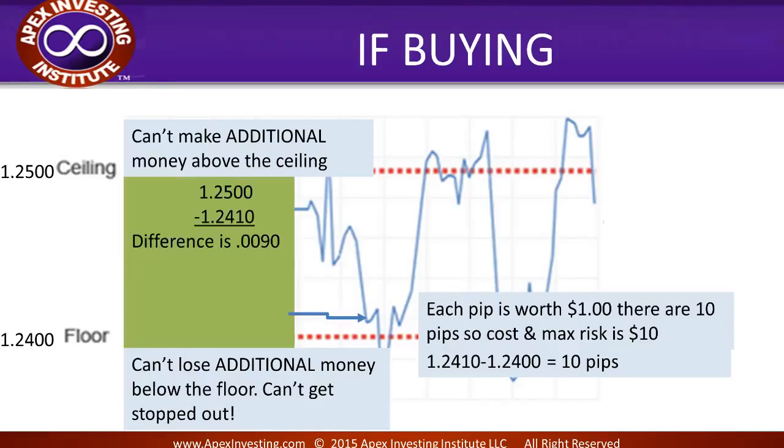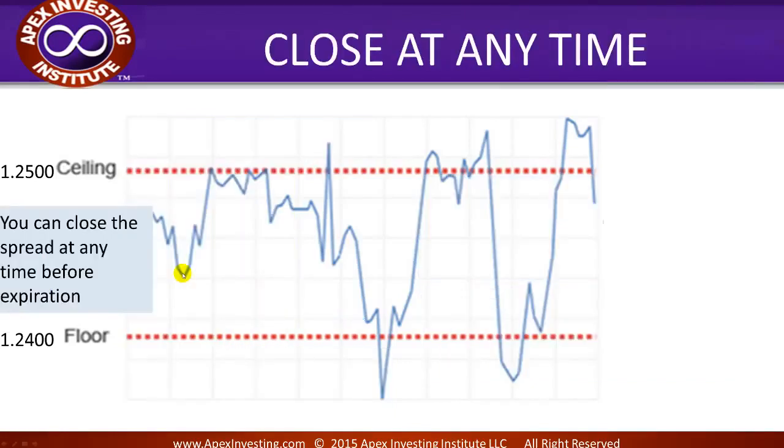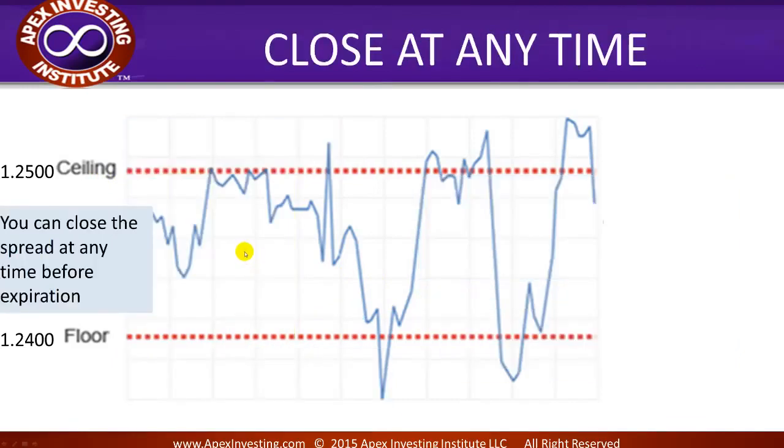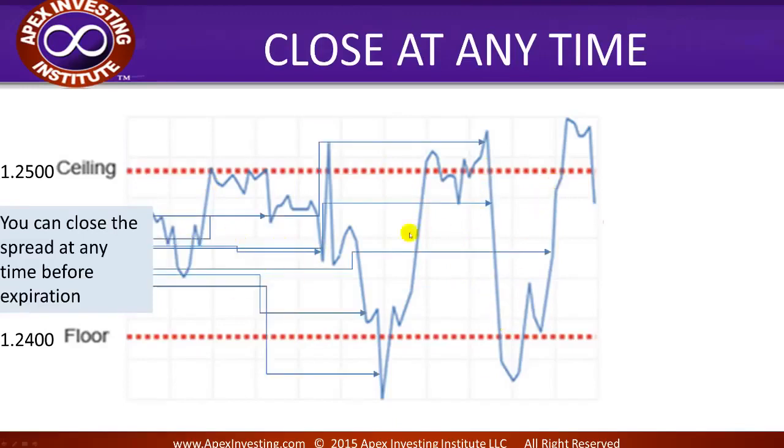$90. Okay, so $90 is the most I can make on the trade, and that's because it can't make any above 2,500. 2,500 minus 2,410, where I bought at, is 90 pips. Okay? So I can close it at any time. I can sell here, buy here, sell there. Anywhere I want to.